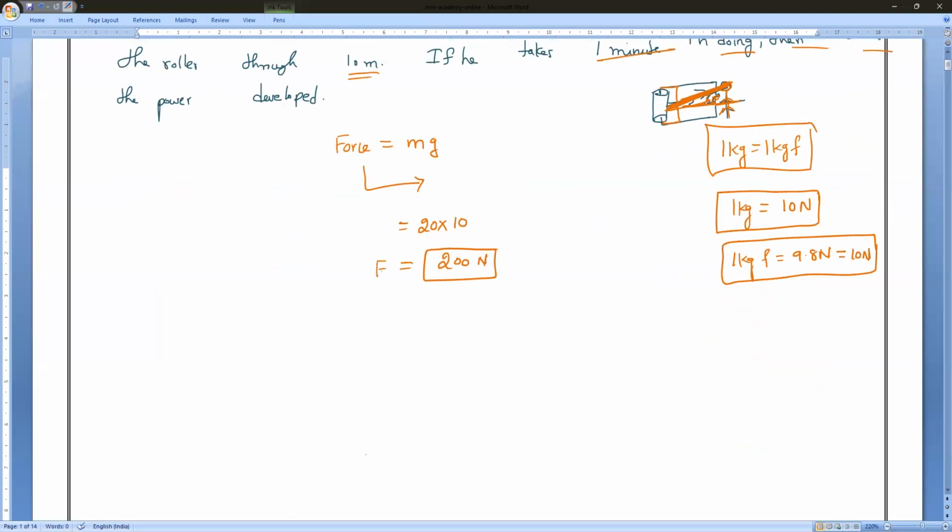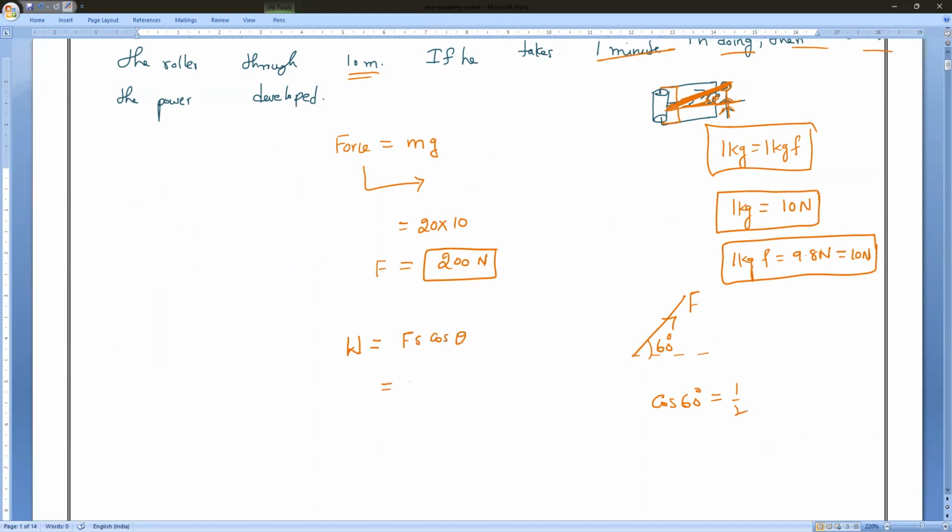Work done is F s cos theta. They are applying a force at 60 degrees to the ground. So we all know that cos 60 equals what value, please? Cos 60 is 1 by 2. So now work done is equal to F s cos theta.